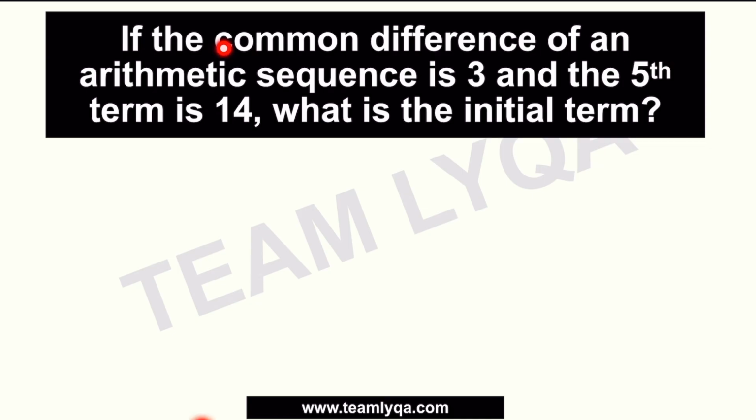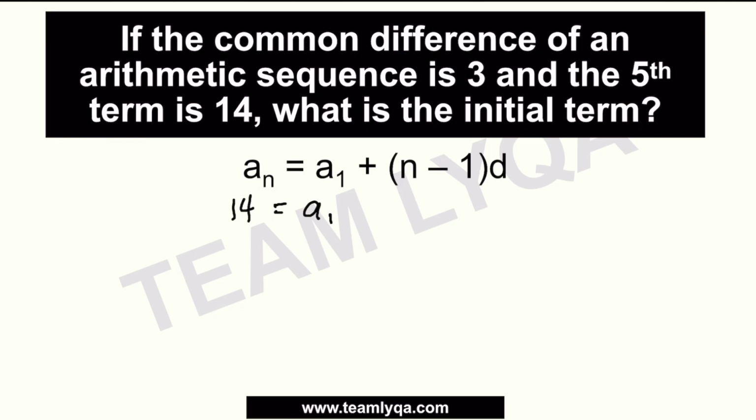Ang sabi, if the common difference of an arithmetic sequence is 3 and the 5th term is 14, what is the initial term? In this case, ang nawawala is this, yung a sub 1. So, again, all we have to do is to fill in the information. What we have is the 5th term, which is 14. So, siya yung lalagay ko dito sa right side. 14 is equal to, again, yung a sub 1, hindi pa natin alam. Siya yung nawawala. A sub 1 plus, and then you have your n. Ang n natin ngayon is 5, kasi 5th term yung 14. So, 5 minus 1 times the d.